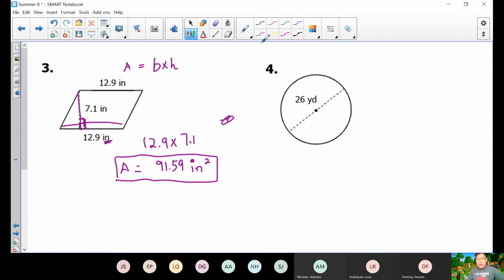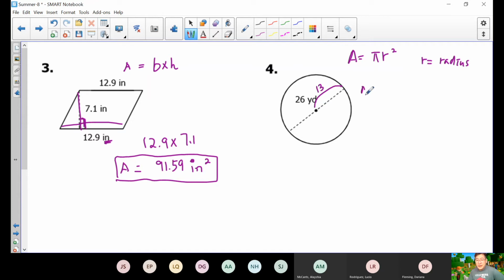Okay, so circle area, right? Do you know the circle area formula? Area equals pi r squared. Pi is 3.14, right? R means radius. This is a diameter, right? Radius is half of the diameter, which is total 26. You divide by 2, it is 13, right?